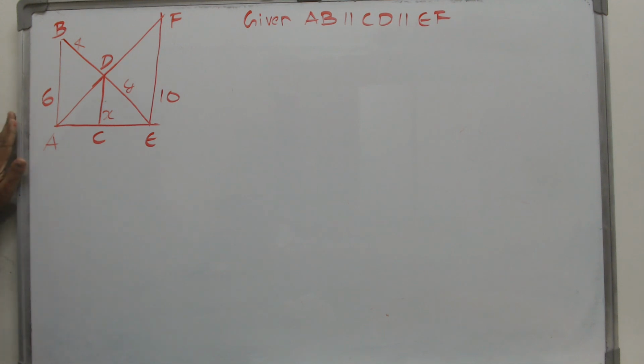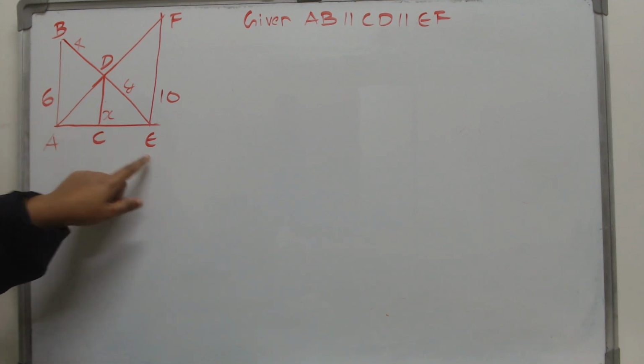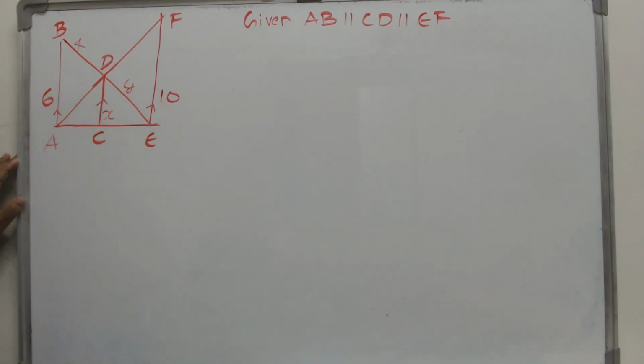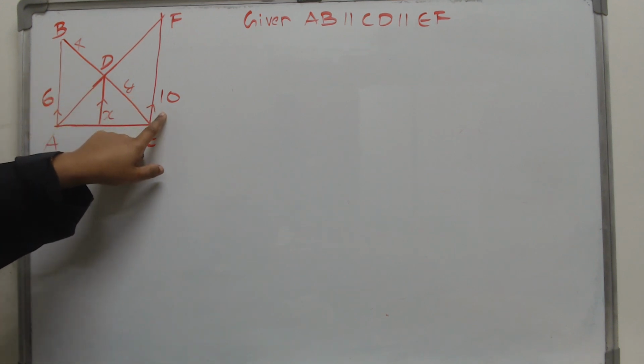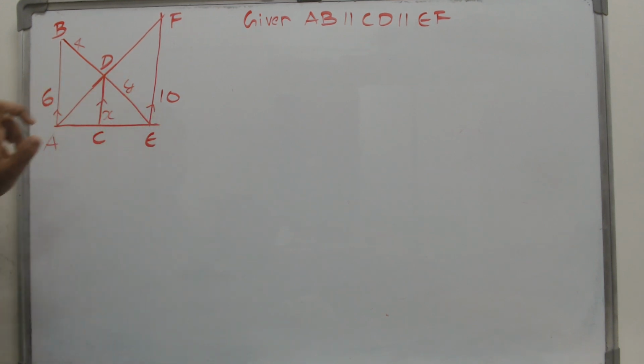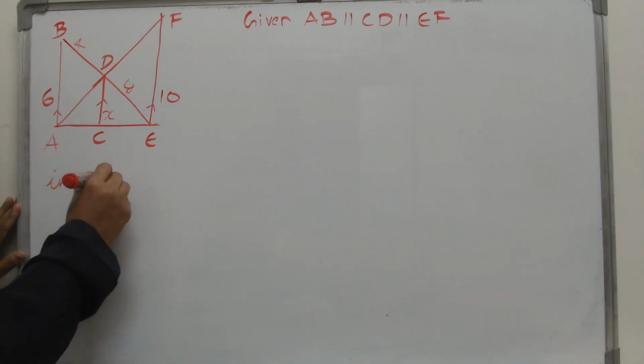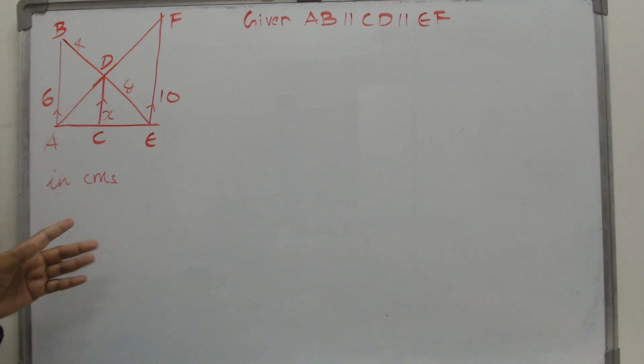Here we have a question based on the similarity of triangles. There are three lines AB, CD and EF, which are all parallel to one another. Now the measurements of some of the lines are given, two of them are missing. Remember, all the measurements are in centimeters. So once you find the answer, remember to put the centimeter also.